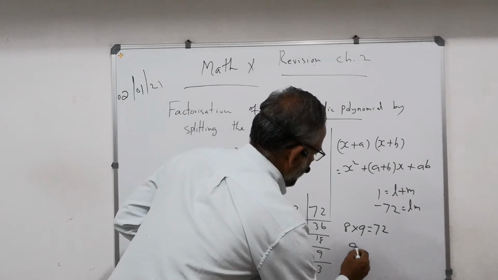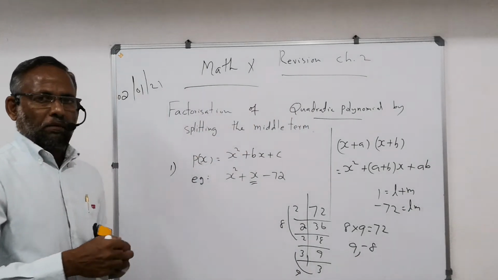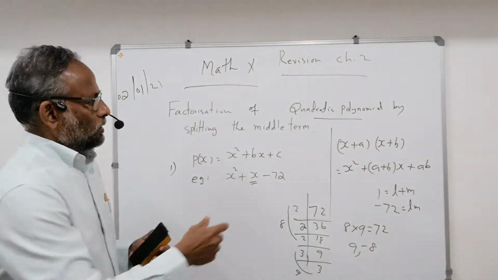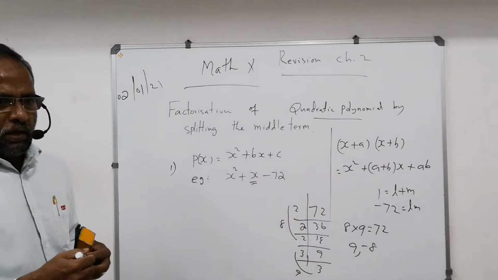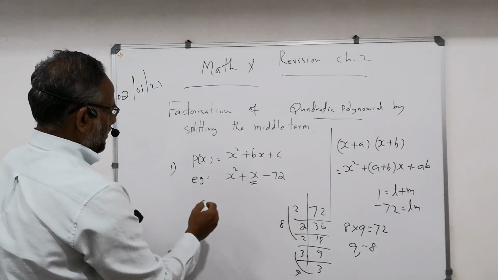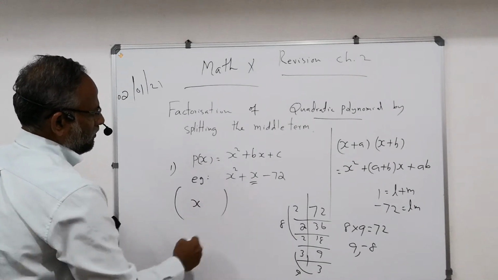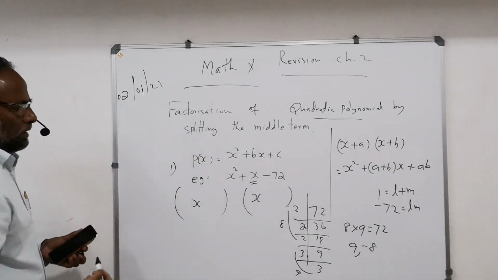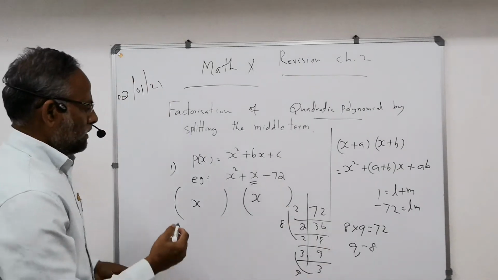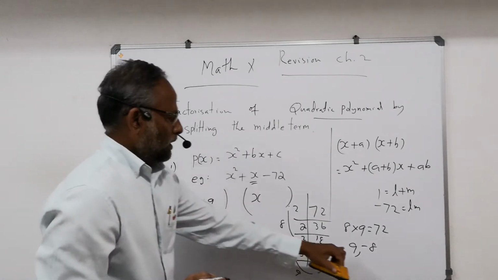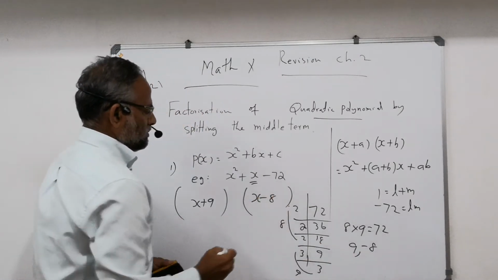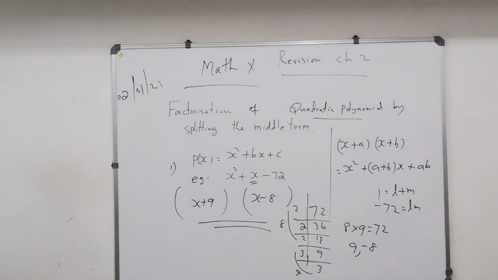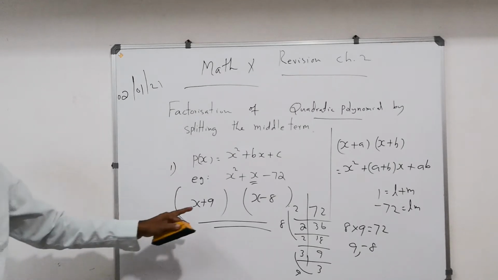We know the numbers are 9 and minus 8. Now what is the method? You have A and B. So look here, here only x. We have to write x here, then one bracket, and write x here in another bracket. Now listen to what I am doing. What did you get? x plus 9 and x minus 8. We got the answer. So the factorization is x plus 9 into x minus 8.